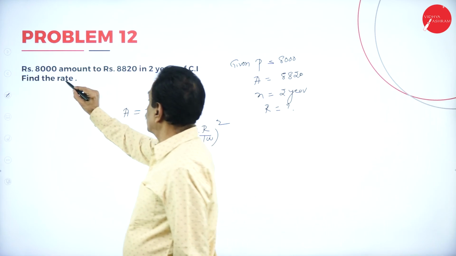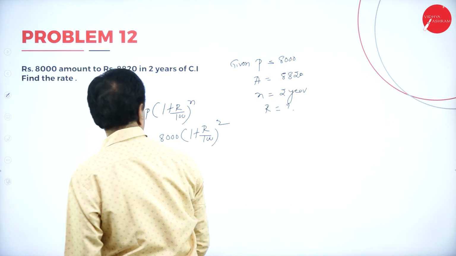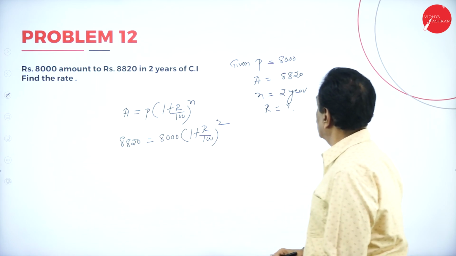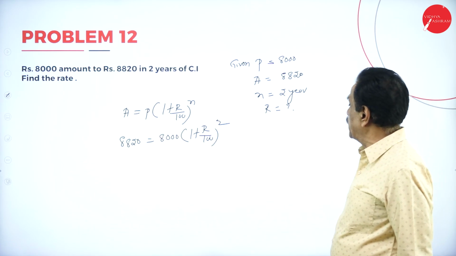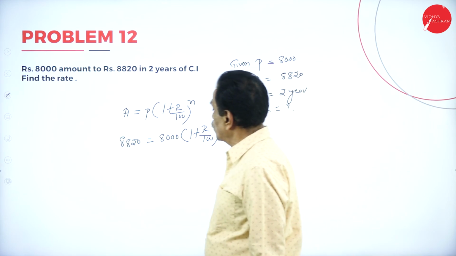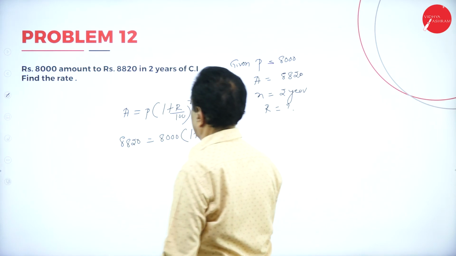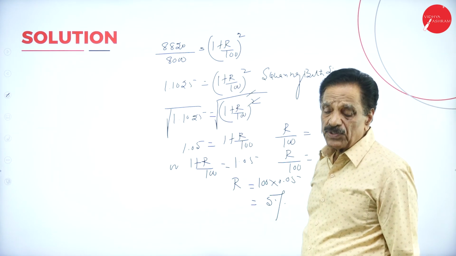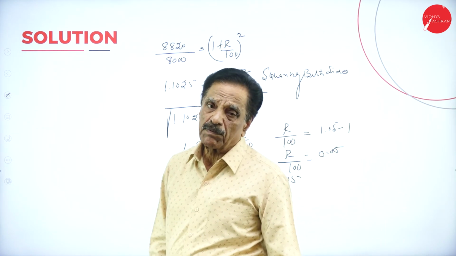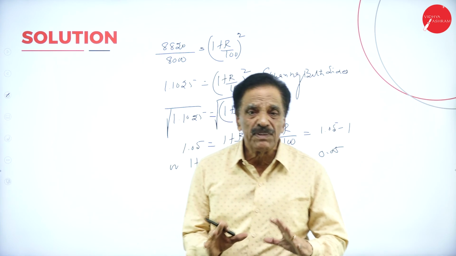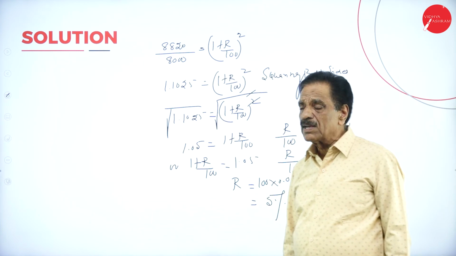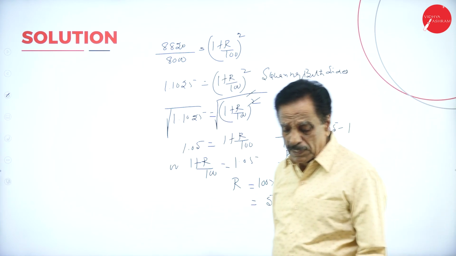So here 8,000 becomes 8,820. P is equal to 8,000. A is equal to 8,820. N is equal to 2. R is equal to what? A is equal to P into 1 plus r over 100 to the power of n. I simplify this, it is 5%. This type of problem, very, very simple problems they are going to ask.